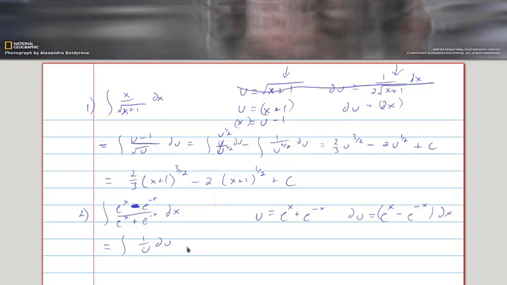All right, so now integrate 1 over u. That's simply ln of u plus c. And then finally back sub in. This is going to be ln of e to the x plus e to the negative x plus c. Just a quick side note, I dropped the absolute value because e to the x plus e to the negative x is never negative.